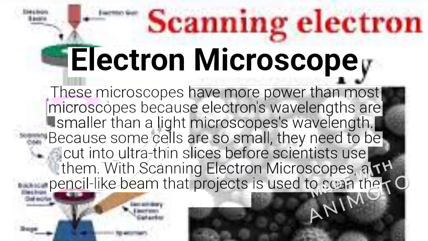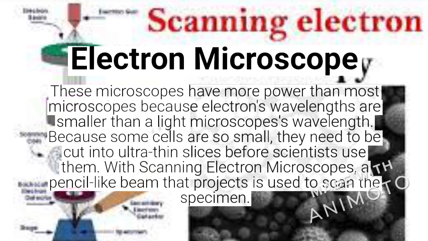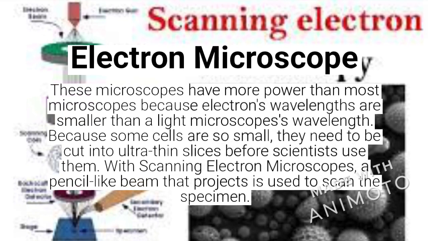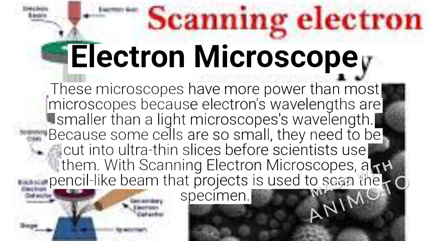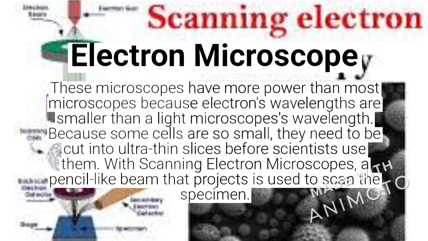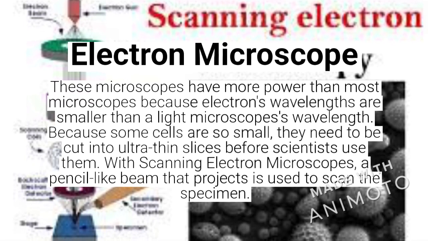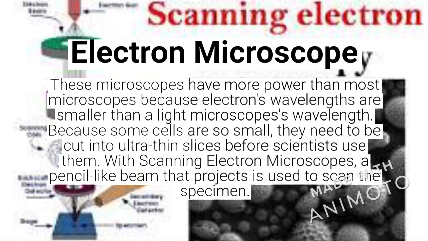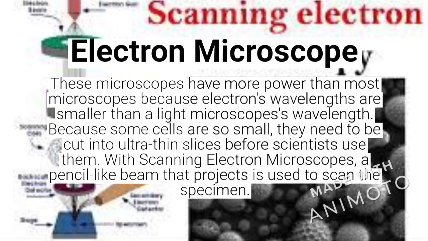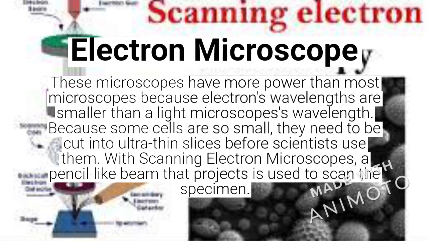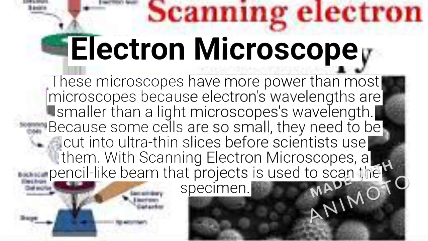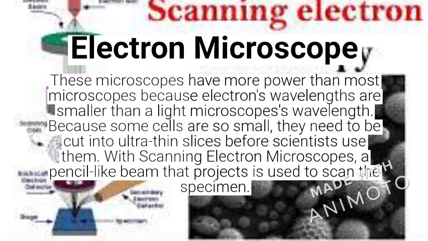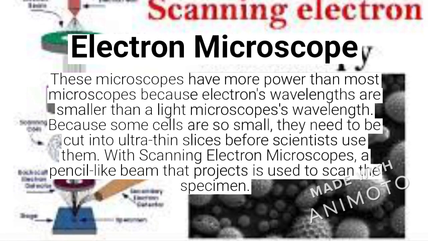Electron microscope. These microscopes have more power than most microscopes because electrons' wavelengths are smaller than a light microscope's wavelength. Because some cells are so small, they need to be cut into ultra-thin slices before scientists can use them. With scanning electron microscopes, a pencil-like beam is projected to scan the specimen.